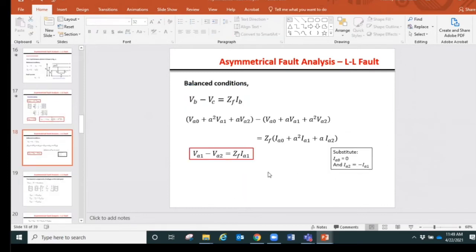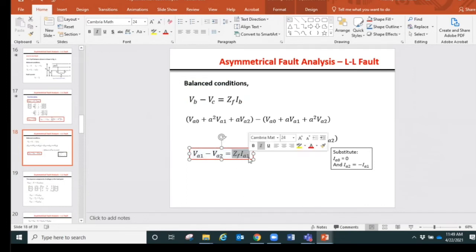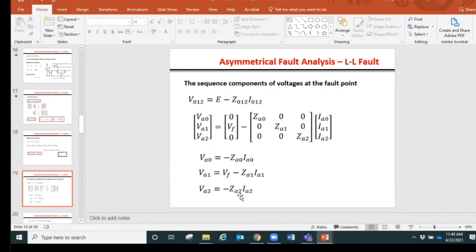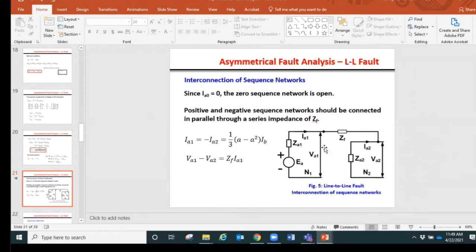We also need to consider the voltage equation here, VA1 and VA2. So we see that there's a drop because of the fault impedance and the current. So we'll consider that, and finally we'll draw this circuit like this. That's what I was saying, that Ia1 is equal to minus Ia2. So Ia1 is flowing but in opposite direction of Ia2. And you can say the same thing like I was mentioning, Ia2 is of same magnitude but is flowing in the opposite direction of Ia1. So that's how Ia1 is equal to minus Ia2.